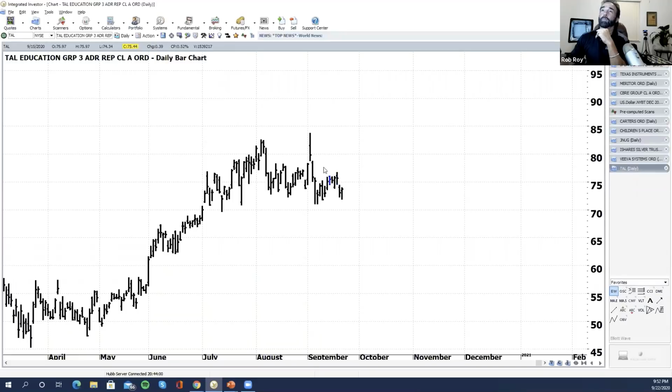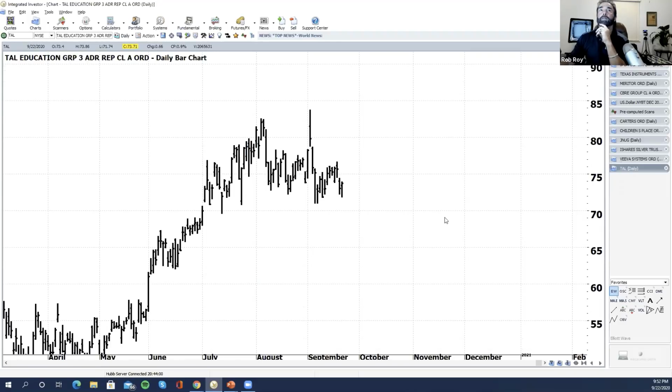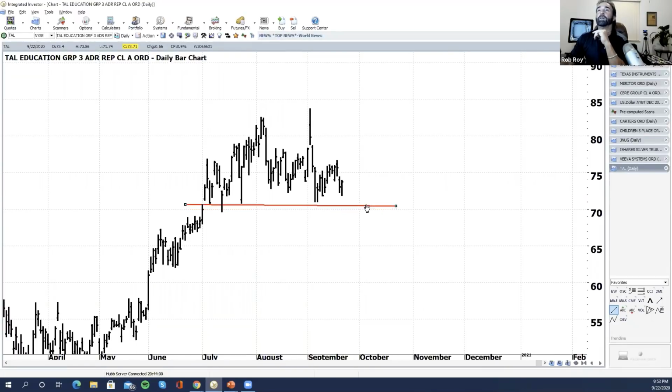And it would be a much better pattern if it wasn't for this day here. It's an ADR, TAL, I believe it's Chinese, China Education Company. But if you took that bar out that day, then you could really see a nice descending triangle, couldn't you? But that day kind of messes up the pattern. Otherwise, it would be really well formed.